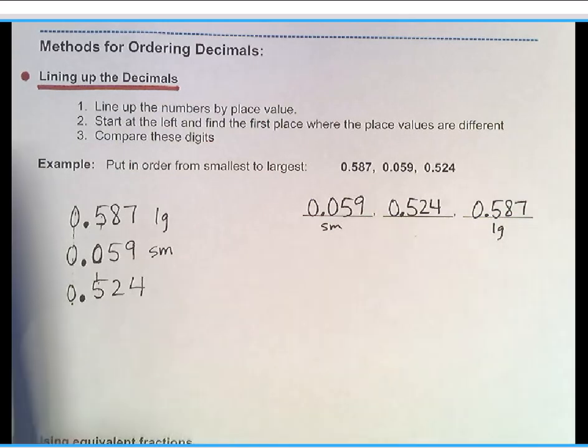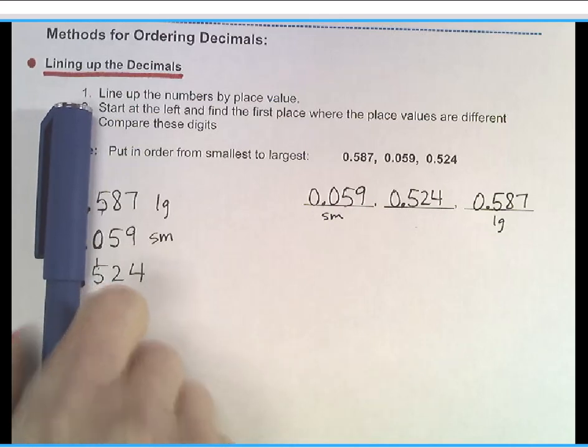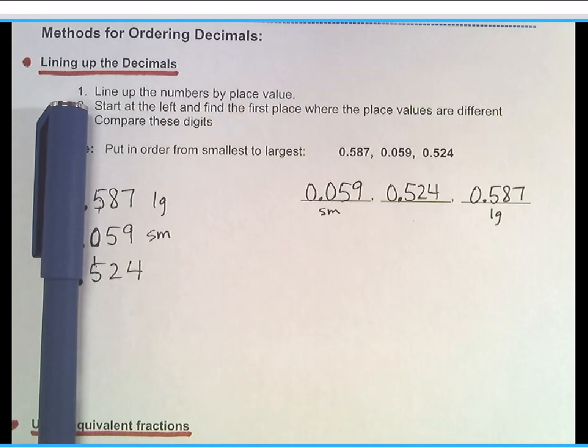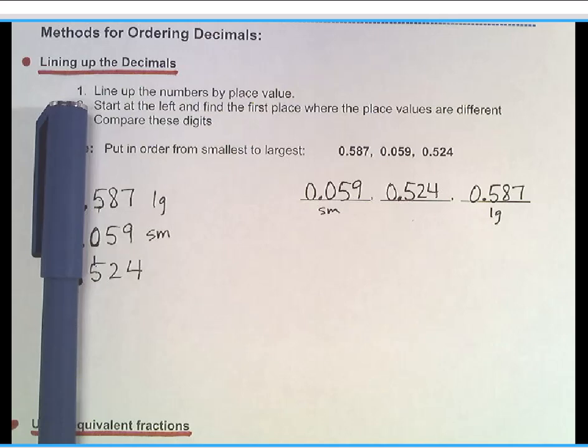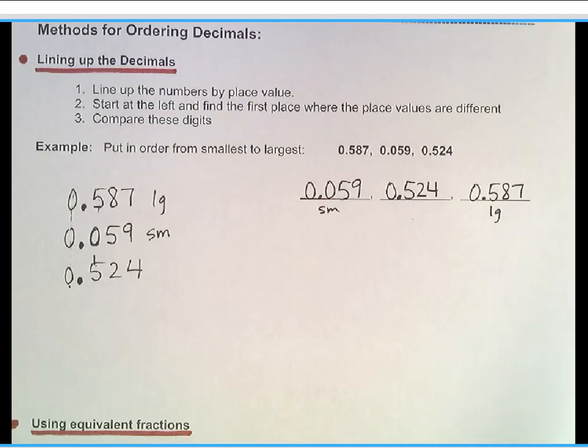Another way to think about it is to cover up the decimals and just think of those as whole numbers. Think of them as 587, 59, and 524. Which one's the smallest? 59. Which one's the biggest? 587. So that's similar, right? You're just comparing place values, but thinking of them as whole numbers makes the job a whole lot easier. So you can line up decimals. That's one way you can order it.